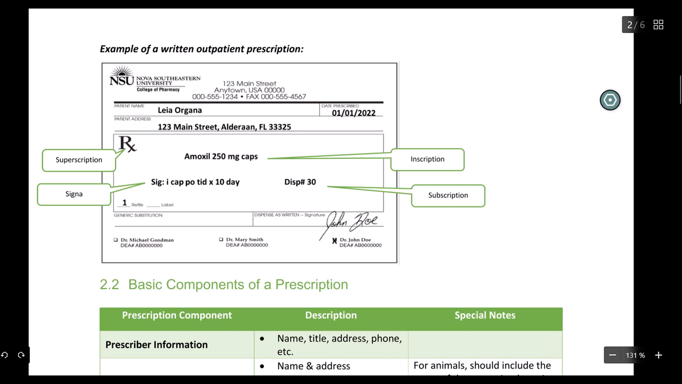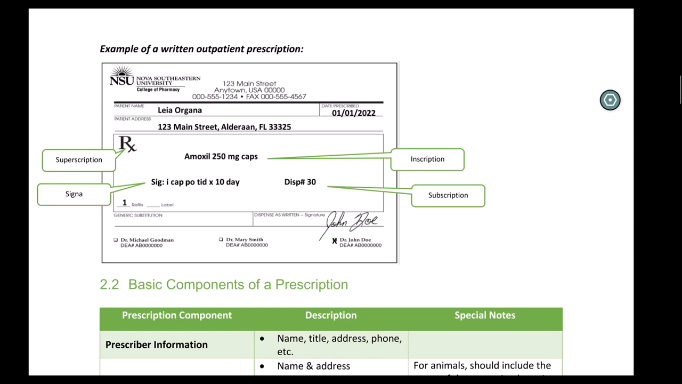Here's an example of what a prescription might look like that would have a manufactured product for us to dispense. You see that the drug name here is amoxicillin, the strength 250 milligrams in capsules. The portion of the prescription that we call the inscription is where the medication that's being prescribed, the strength and the dosage form are. We have something called the superscription right here. This is just an indication of where the prescription starts. It used to be more of where we do compounding, where the recipe starts.